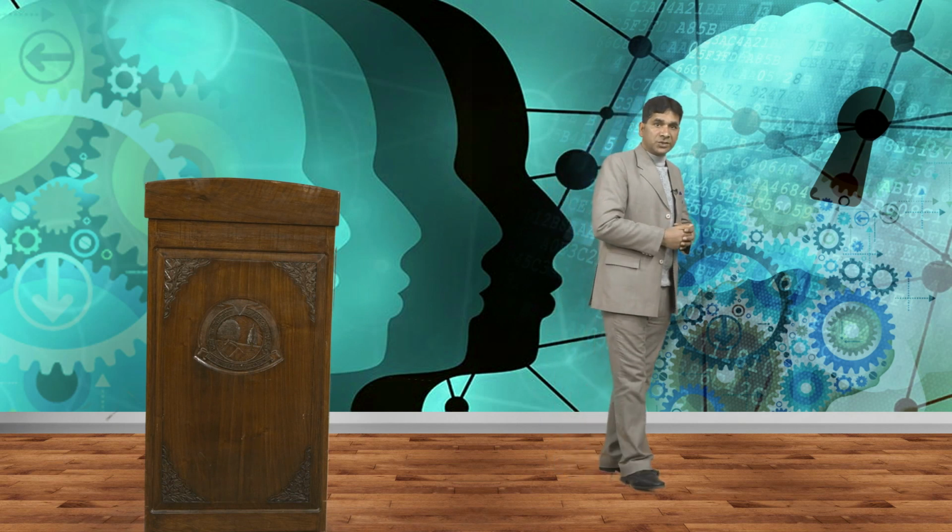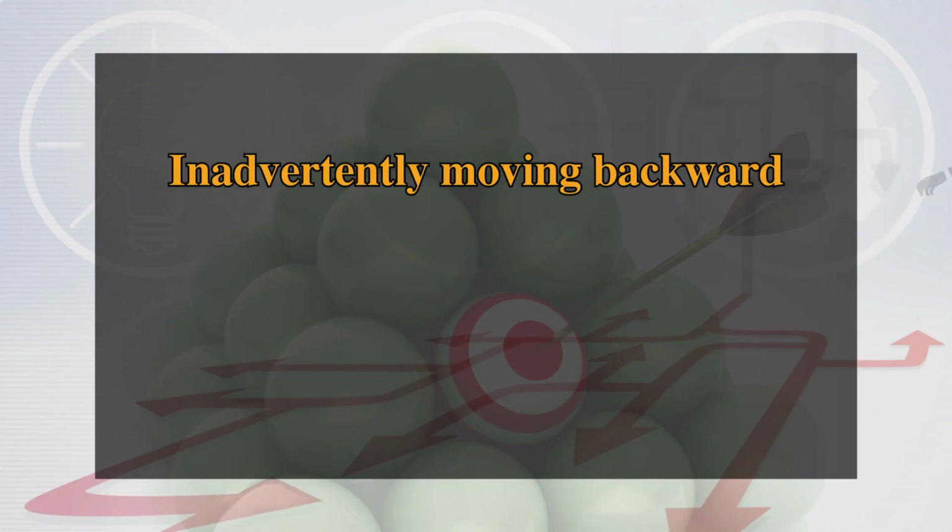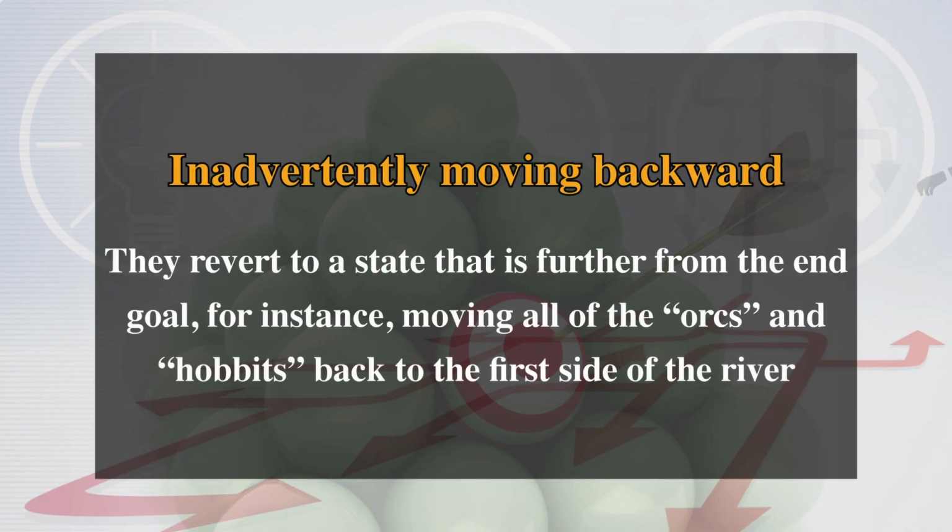To solve well-structured types of problems, people seem to make three main kinds of errors. These are, first, inadvertently moving backward. They revert to a state that is further from the end goal. For instance, moving all of the orcs and hobbits back to the first side of the river.